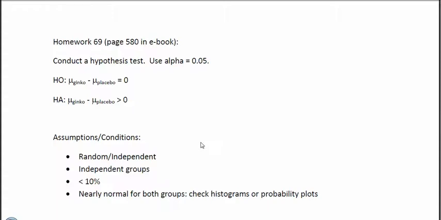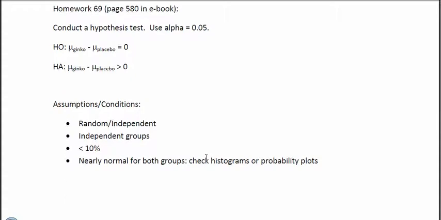So they said the subjects were randomly assigned to treatment groups, so that should be fine. We have a before and actually we have two groups. We don't have a before and after. We have a treated group and we have a control group, so those are independent. Less than 10%. It's actually a pretty large sample. I think there's about 200 subjects altogether, but still should be less than 10%.